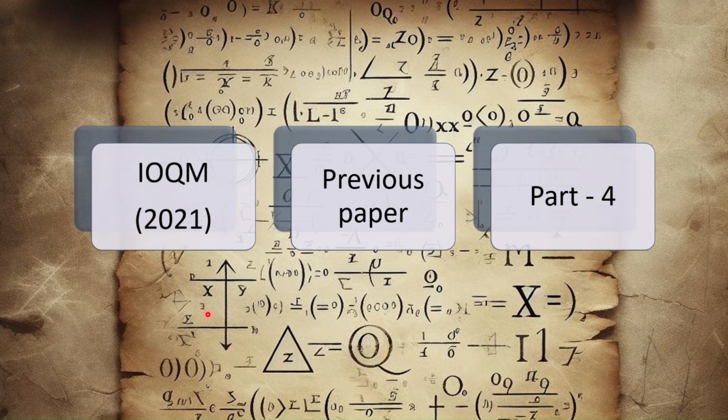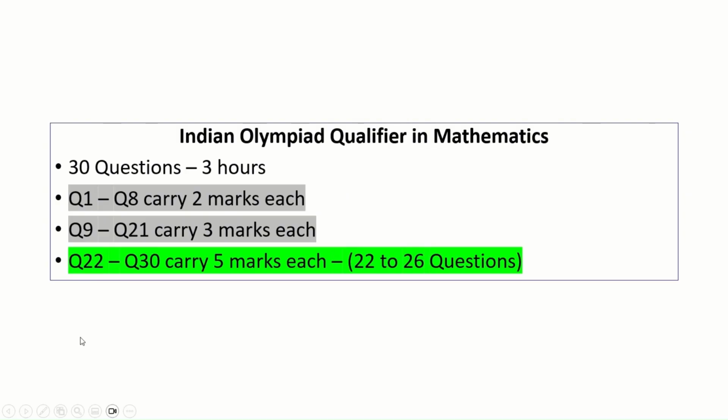Welcome to IOQM 2021 paper. Let's do part 4 of the paper. In this video, we will cover questions 22 to 26. Just note down these are all 5 marks questions. Let's see how easy or complicated they are.